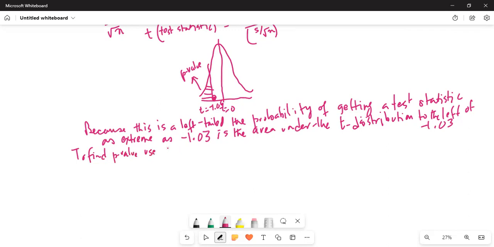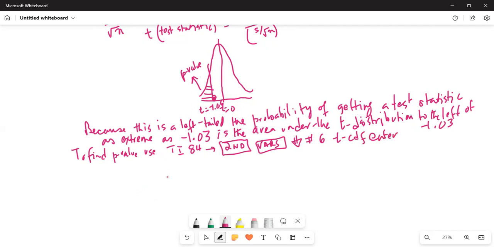use TI-84. Second button, and then verse button, then scroll down to number 6, which is TCDF. Okay, and press enter.